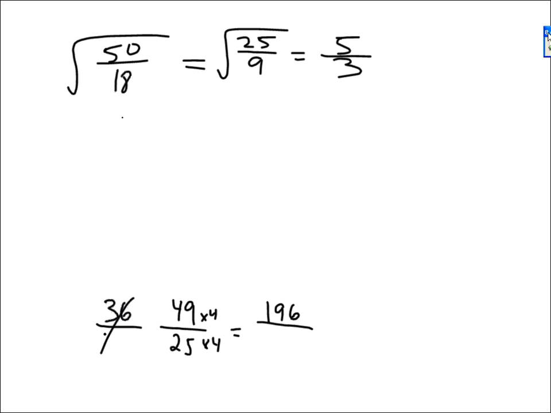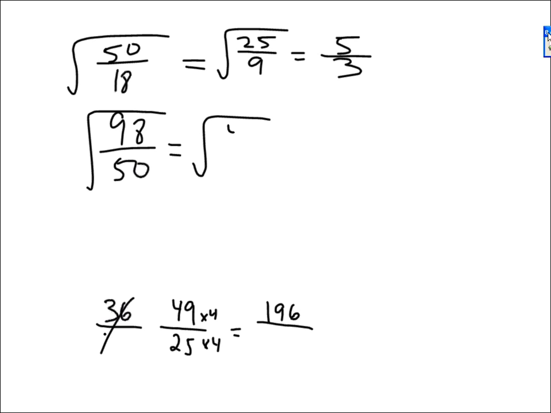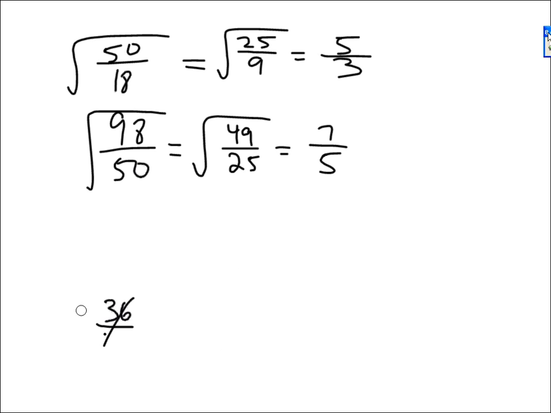So I mean, if you had 98 over 50, square root of that, if you divided the top by 2 and the bottom by 2, now you have numbers that you know the square root of on top and on the bottom. And that's why I divided by 2 and not, say, by another number.